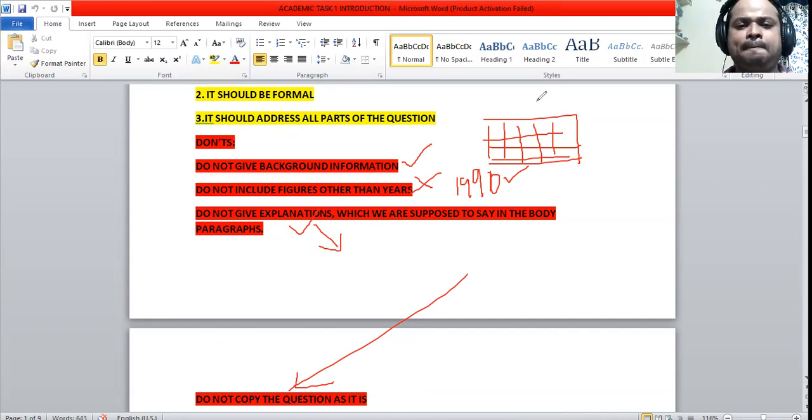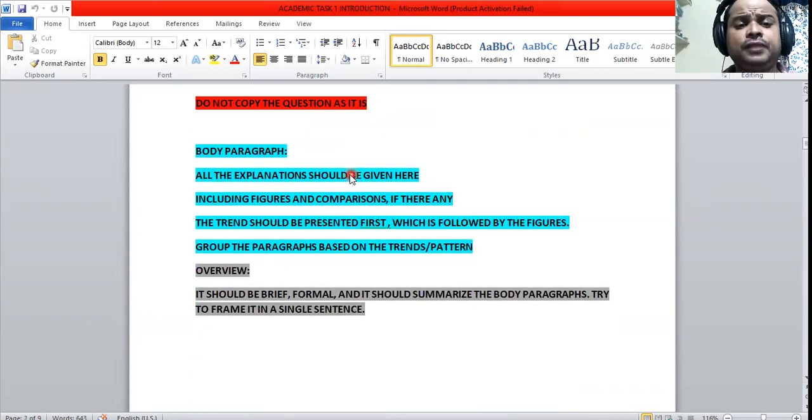Now let's move ahead. See what we have to write in the body paragraph of an Academic Task 1. We have to give all the explanation, including figures and comparisons. All the explanation should be given here. If you have figures, you have to include them there. If you have expansion, you have to give it here. If you have comparison, you have to give it here.